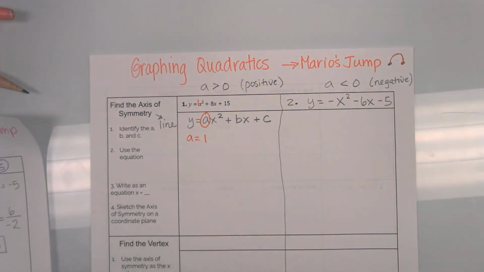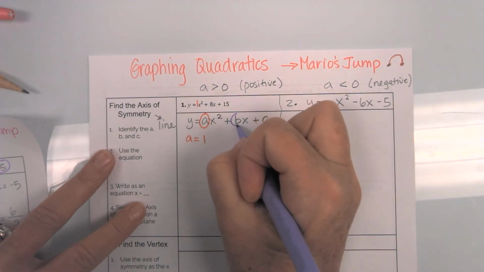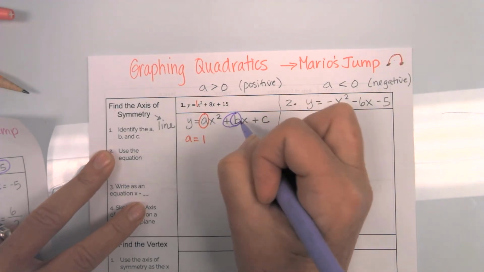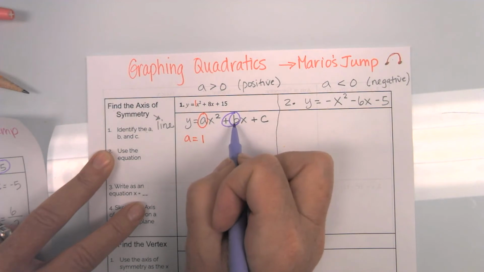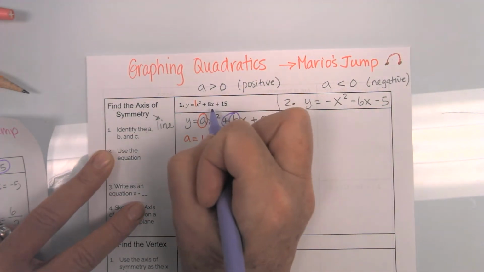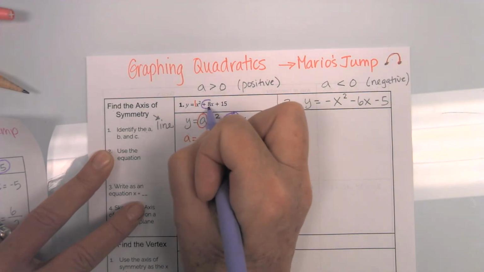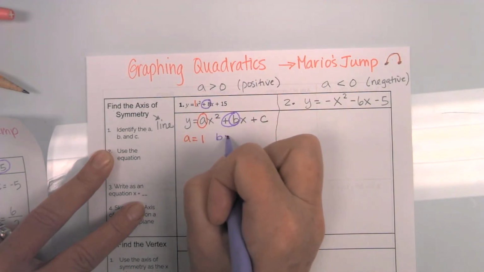The second one I'm looking for is the b. And remember, the b is in front of the x, and I actually should have circled in the sign because you do need to carry the sign. So I'm going to look for my b up here. It is the number in front of just the x to the first power. And notice that it is a positive 8. So b equals 8.